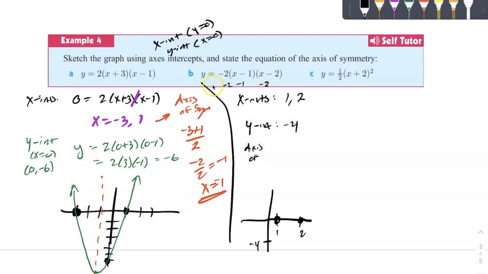Now keep in mind, this is a negative a, so it opens down. So actually my graph's going to look kind of like this. Like that. My axis of symmetry should be right here. Remember, the way you find it is take the average of the x-intercepts. So it'll be 1 plus 2 divided by 2, which is 3 divided by 2, or 1.5. So look around halfway between these two.